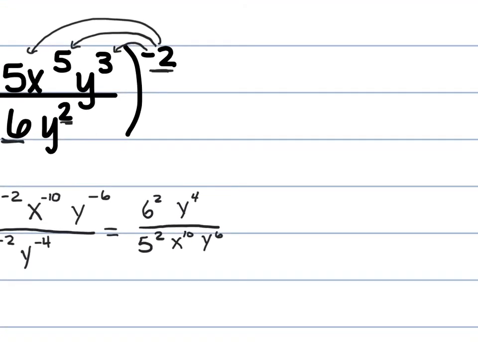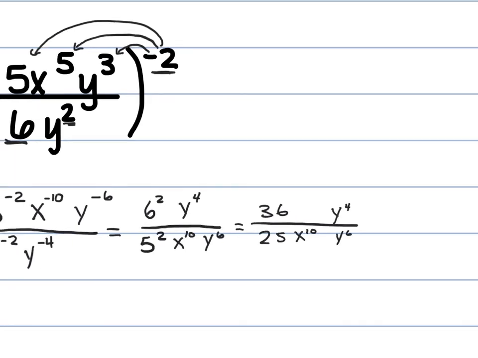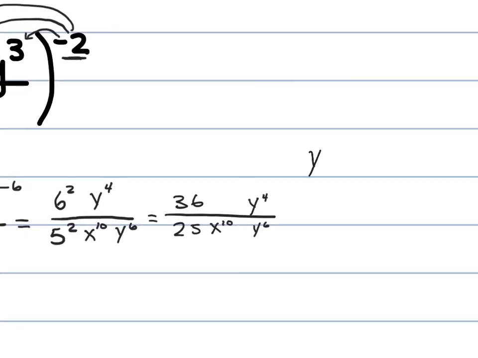Now, are we done? Not even close, because there's a bunch of things to do. First of all, 6 squared is 36. On the bottom, 5 squared is 25. We've got an x to the 10th power on the bottom. Well, that can't really cancel out with anything. There's no x's on the top. However, there is a y to the 4th power and a y to the 6th power. So remember, when we divide these, that's y to the 4th divided by y to the 6th, which becomes y to the 4 minus 6, which is y to the negative 2nd.